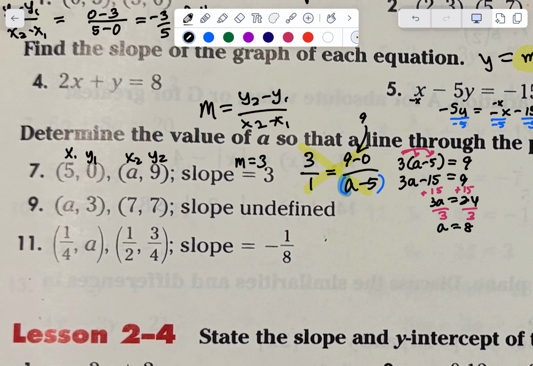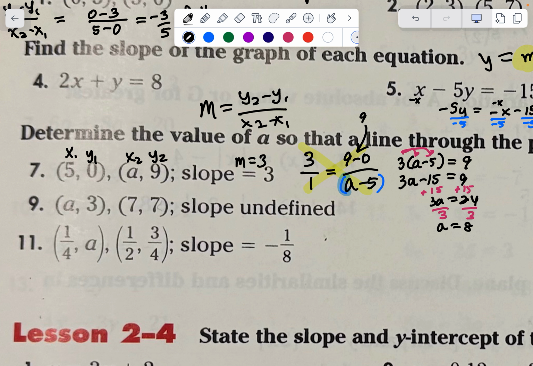Okay, let's talk about number 9. An undefined slope. This is the only time you do this. If it says that the slope is 0 or undefined, 0 you don't even have to do it. It's more the undefined one. We know that this has to be a vertical line, and we know that the x's have to match. So take a look.